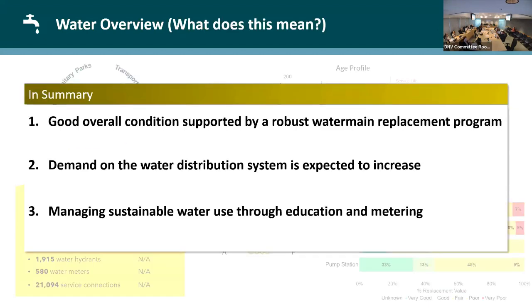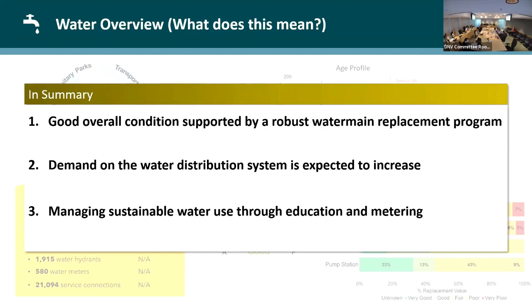3 key takeaways, a little bit of a repeat of what I've been sharing as an overview. The water network is in good condition, and it's really based on our risk-based replacement strategy. And we use GIS to help prioritize our aging assets. And just as an FYI, we try to replace around 4 to 5 kilometres of mains every year.